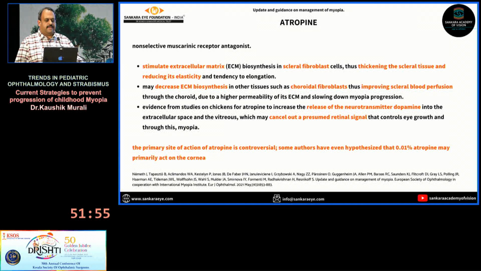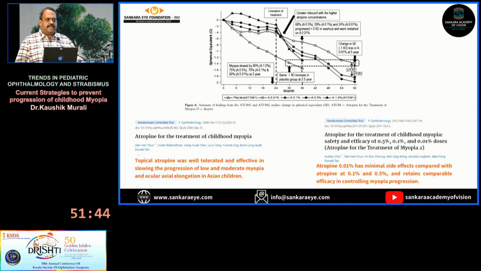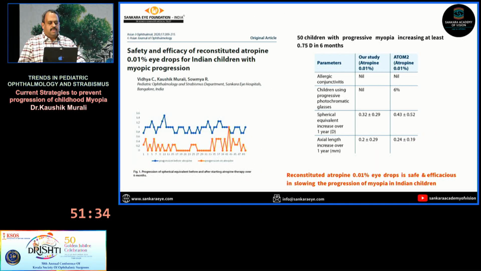This is a non-specific muscarinic antagonist. We are still not very clear about how this works. It seems to have a multimodal action, but somewhere it seems to be working through the D2 dopamine receptors. The ATOM 1 and 2 studies were the ones that showcased that atropine was tolerated and effective, and that 0.01% had minimum side effects and the least rebound.